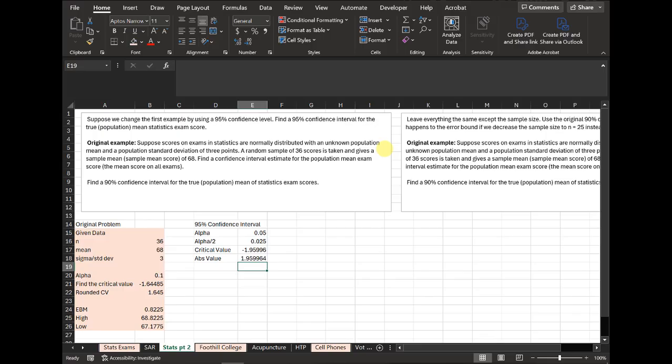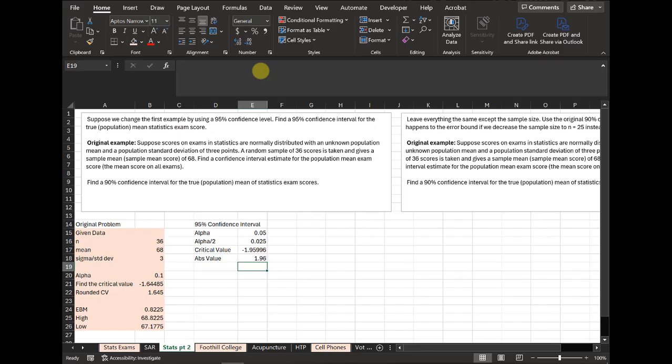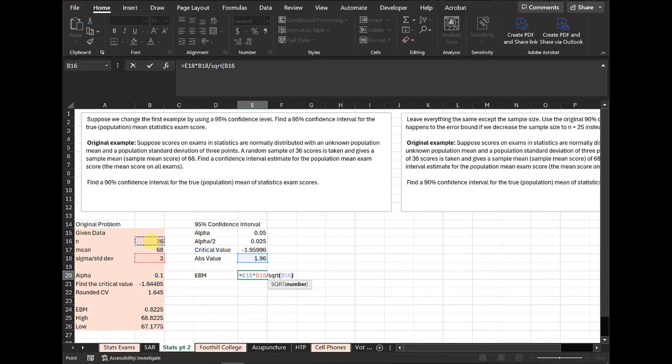Now, your book does tend to round this number, so you can also round this. I like to round it to 3 places. So I get 1.96, and I'm going to use that as my critical value. Since that changes, that gives me a new error bound. For my error bound, I take my critical value times my standard deviation divided by the square root of n.